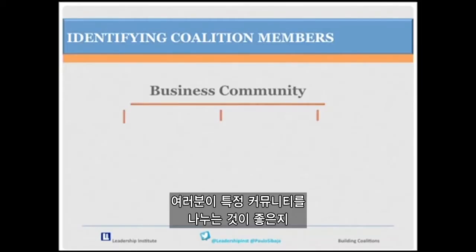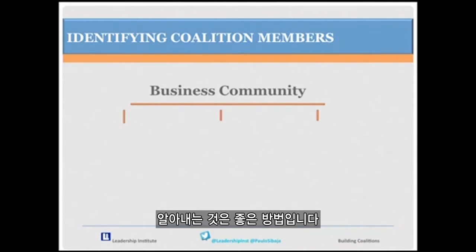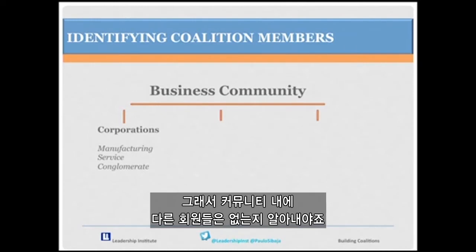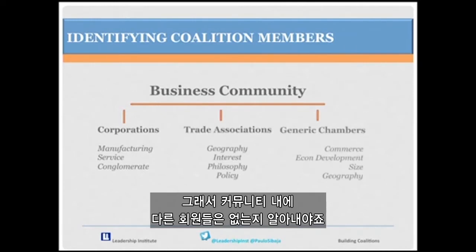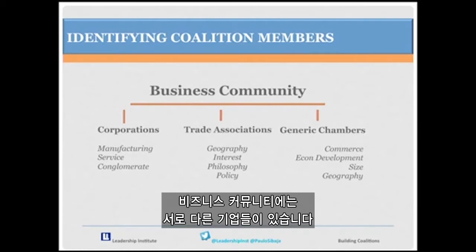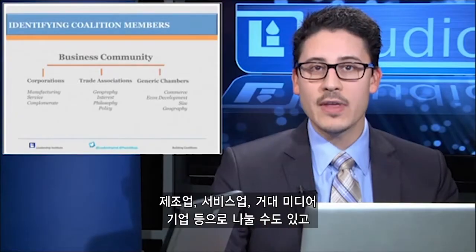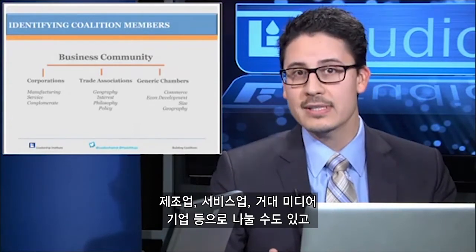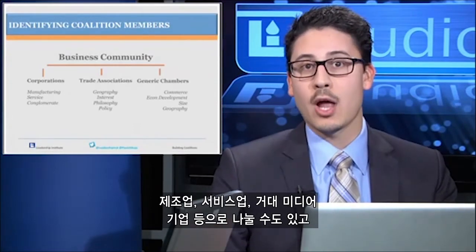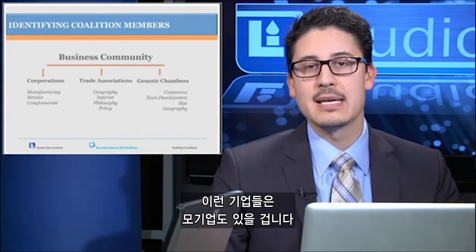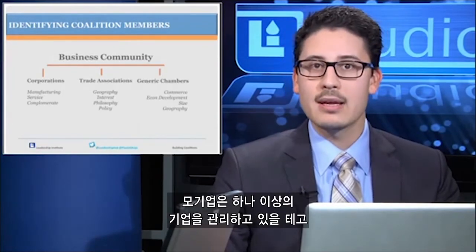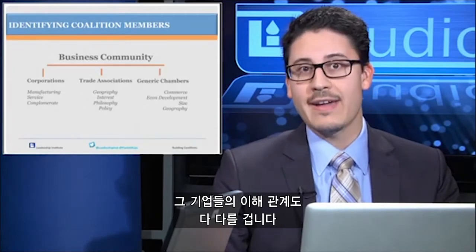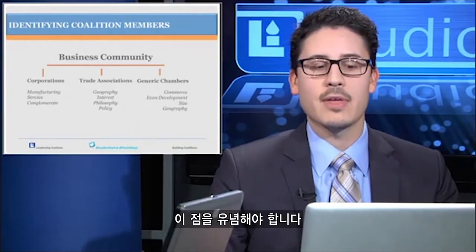This is a good way for you to figure out how to break down a particular community and then figure out different members in that community. Number one, we have corporations within the business community. And even within corporations, we also have manufacturing corporations. They may be service corporations. They may be a conglomerate where you have a parent company that oversees more than one, and their interests are vastly different from one another. So you've got to keep that in mind.